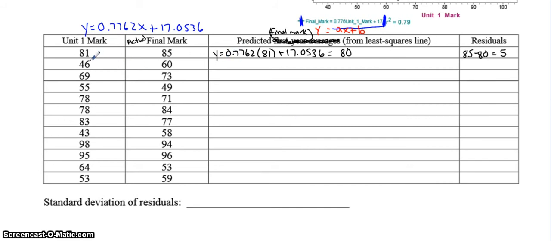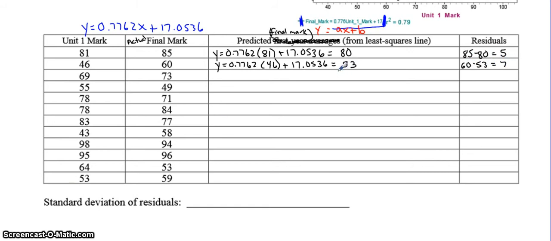Once again, if a person got 46 and we used the equation of the line of best fit and substituted 46 in for x, they would have got 53 by using the line of best fit. So it was predicted that they would get 53, but they actually got 60. So the residual is equal to 7.